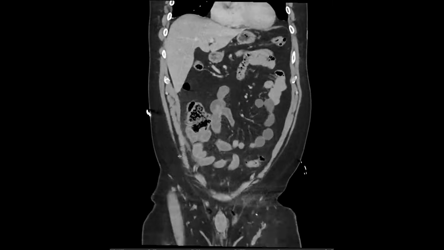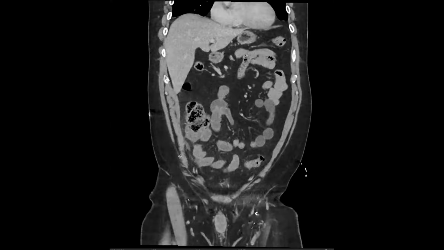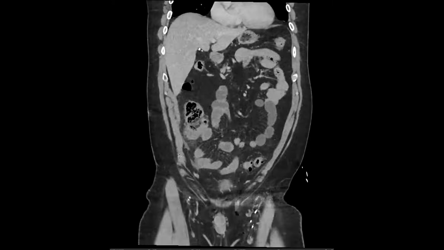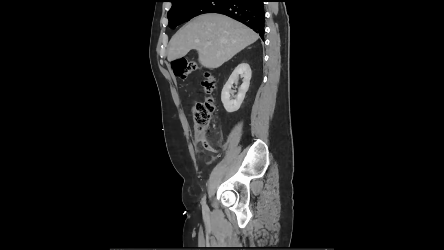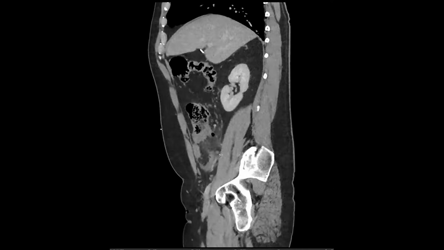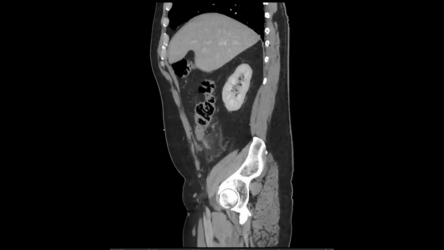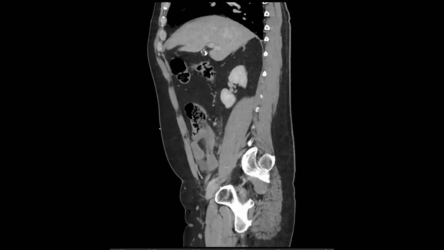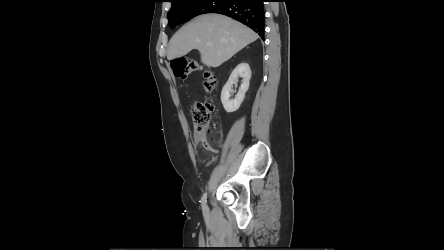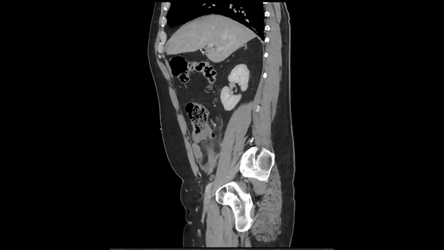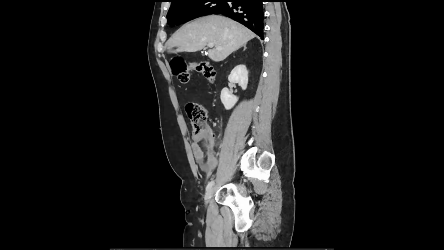Wait, show me the cecal base again. It's quite thick. Okay, so here's the appendix, right there. And then you said something about the cecal base. So here's the cecum. I don't like how thick the cecal base is. So I'm wondering, is there a cecal malignancy that caused the appendicitis, or is it just reactive?